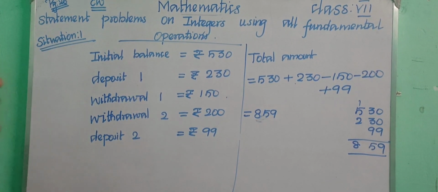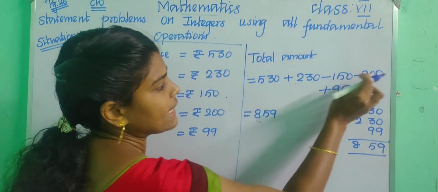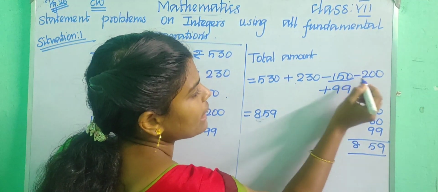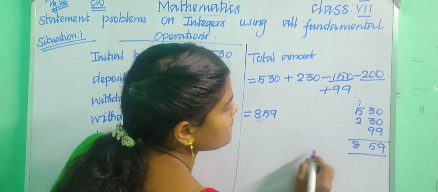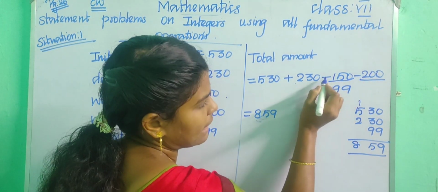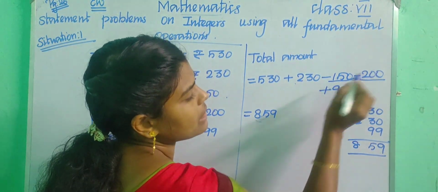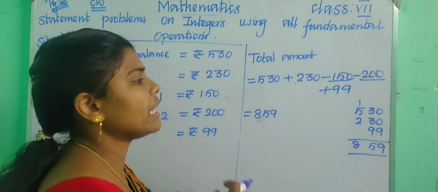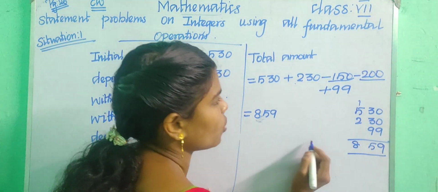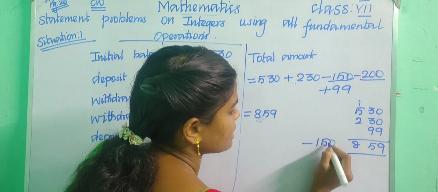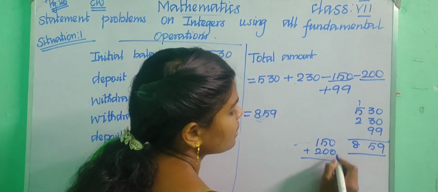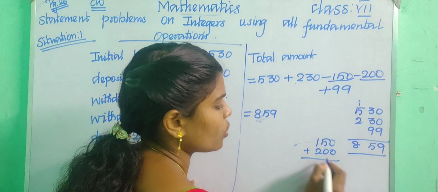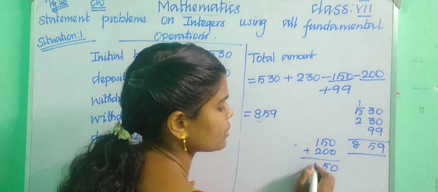So let us find the negative signs. Let us calculate the negative signs. Here we are having minus 150 and minus 200. Is it, children? So let us add this. It is also the same sign, right? Minus 150 and minus 200. So we need to add and put the same sign. So minus 150, that is 150 plus 200. Add this. 0 plus 0, 0. 5 plus 0, 5. 1 plus 2, 3.